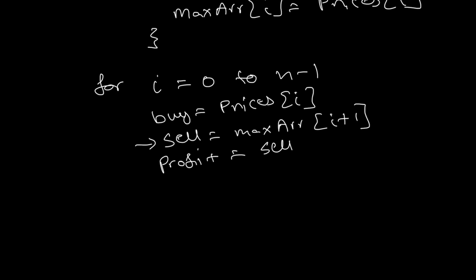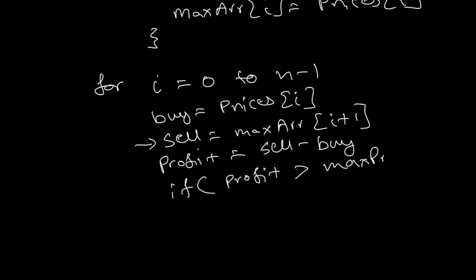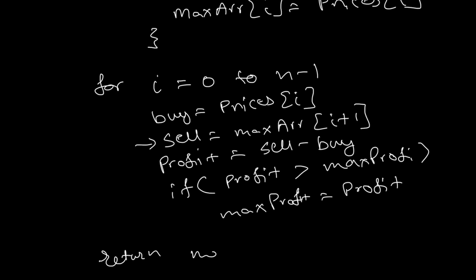So profit will be sell minus buy, and the same if condition: if profit is greater than max profit, then max profit is equal to the profit. And after this, return the max profit. It is after this for loop is completed that the return will be there at the end.